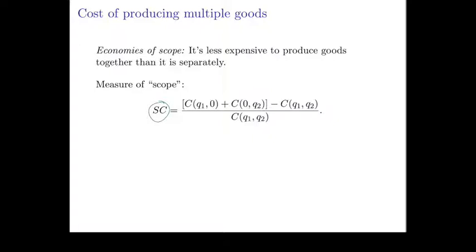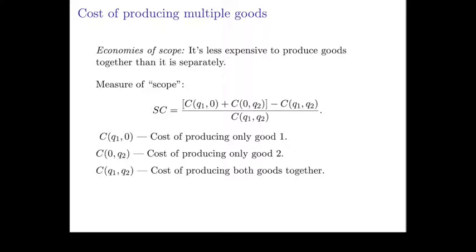the scope between goods 1 and 2 when you produce Q1 units of good 1 and Q2 units of good 2 is the cost of producing only Q1 units of good 1 plus the cost of producing only Q2 units of good 2. So the cost of producing them separately minus the cost of producing them together. And we take that as a ratio with the cost of producing them together. Right? So the first term is the cost of producing only good 1, only good 2, and the cost of producing them together.